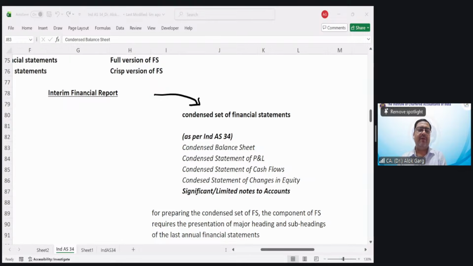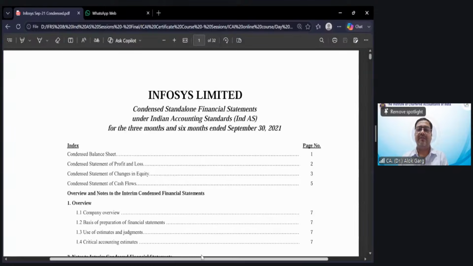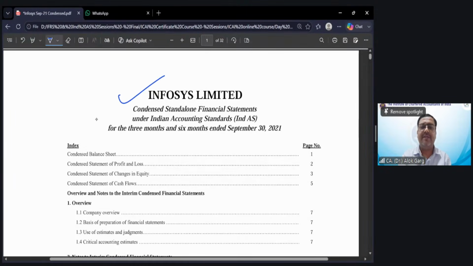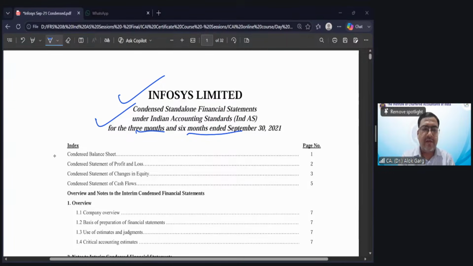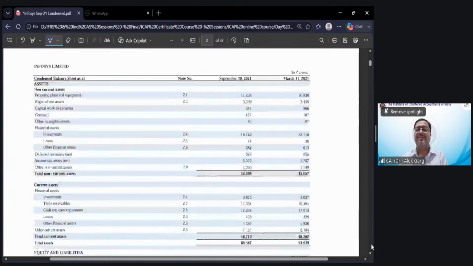Friends, please confirm if you are able to see the Infosys Limited interim financial statement, condensed standalone financial statement. Are you able to see this Infosys Limited condensed financial statement for 3 months and 6 months ended September? Can you see condensed balance sheet, condensed P&L, condensed equity, condensed cash flow? Can you see this? Yes. Now, let me show you the condensed balance sheet.